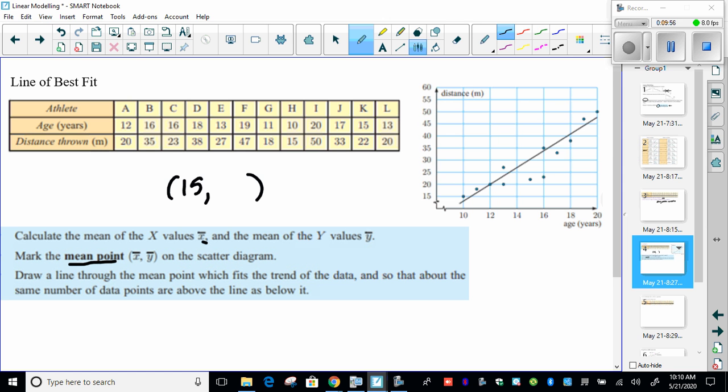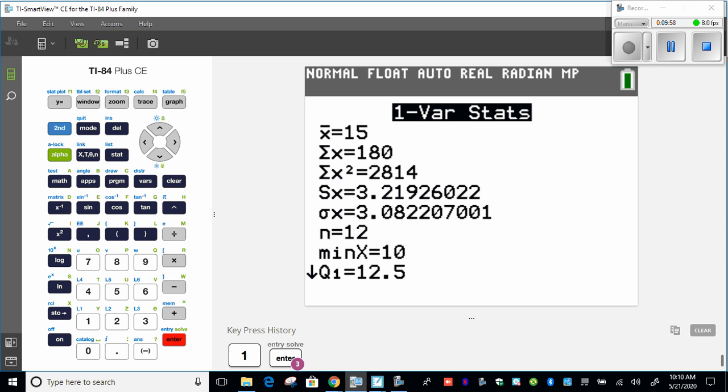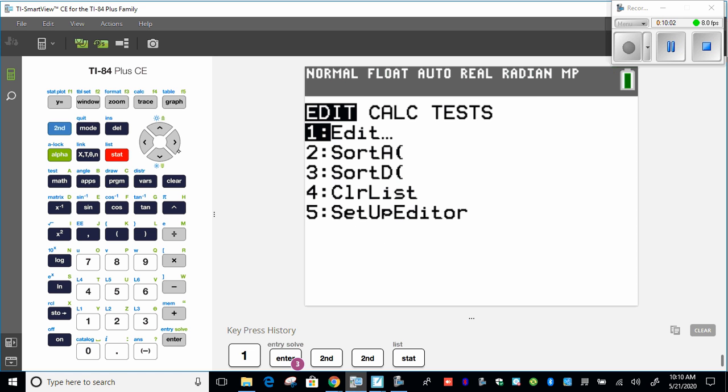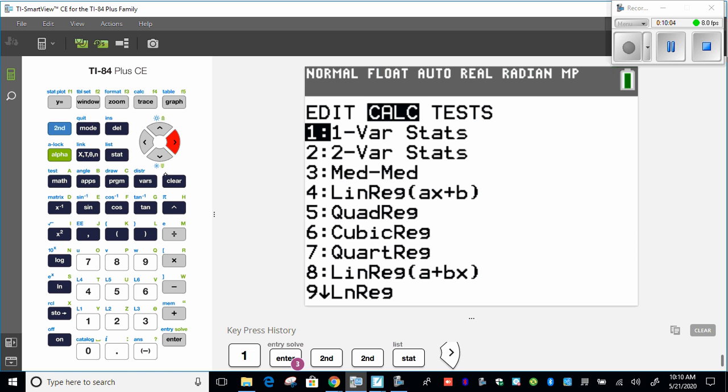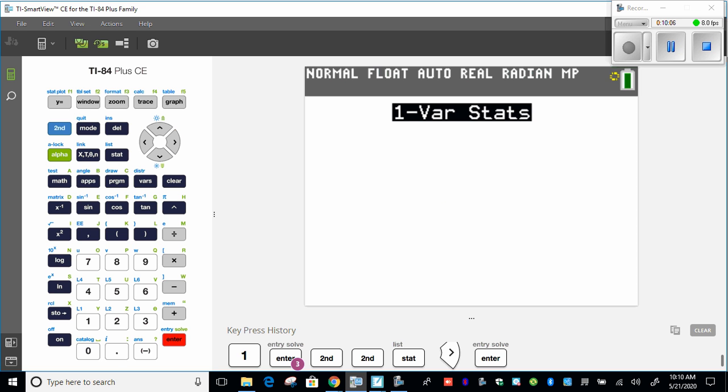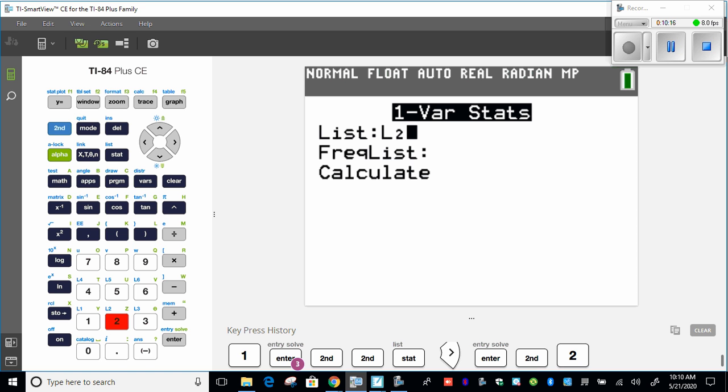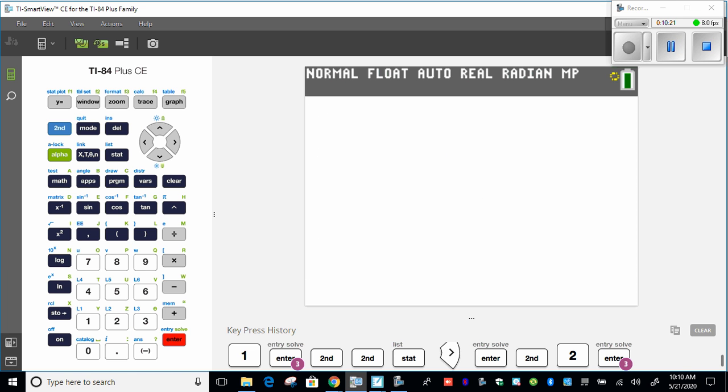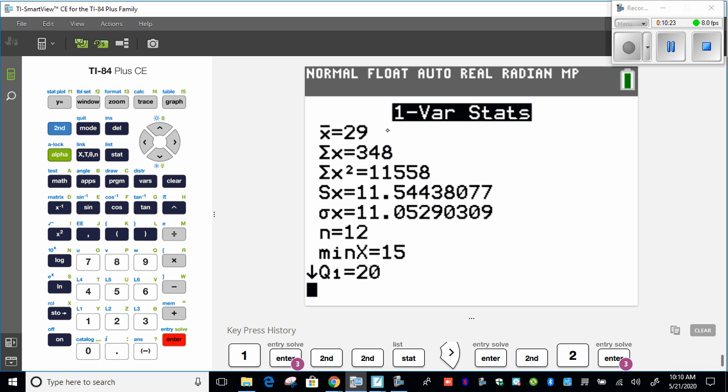Now I have to find the y-mean. So back in here, I'm going to do the same thing. Calculate one variable statistics, but now I want to do this with my y. So I need to change this from list 1 to list 2. To do that, here's list 2. Over here it's above the 2. So second 2, change it to list 2. Enter through it. There is my mean. So there is my mean now for my y's.